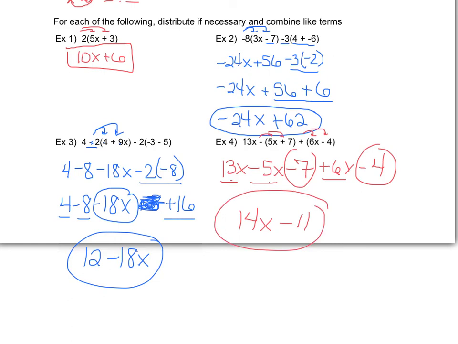So big thing, the distributive property is when you cannot combine things inside of your parentheses, so always check to make sure that you can't combine them first. Distribute and combine like terms. Any questions you have, please bring them with you to class.